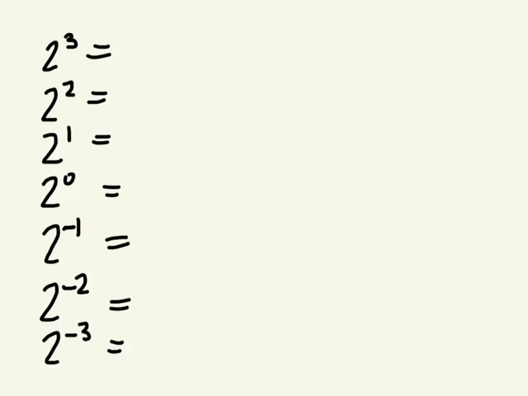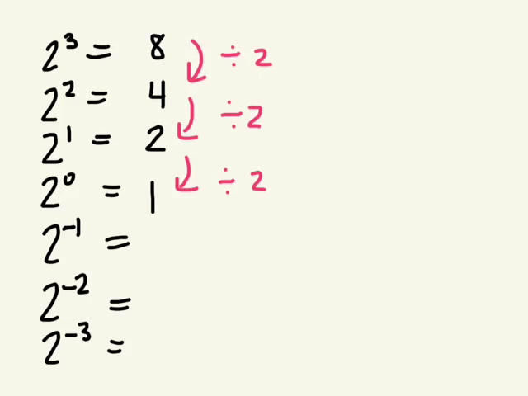Because I want the answer as a fraction or a whole number. So 2 to the power of 3 is what? 8. 2 to the power of 2, 2 to the power of 1. Remember our pattern from before? What happened every time we decreased the exponent by 1? We divided it by 2, right? We cut it in half. Well, according to this pattern, what's 1 divided by 2? How would I write that as a fraction?